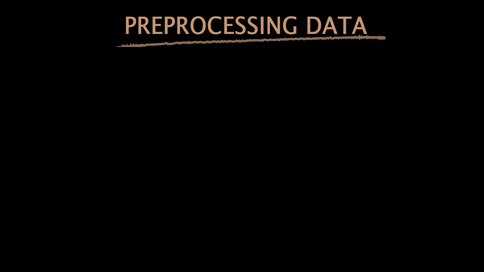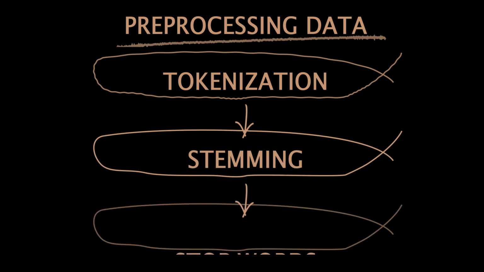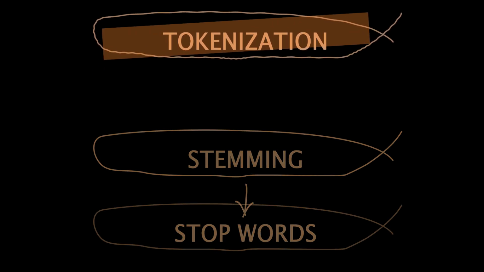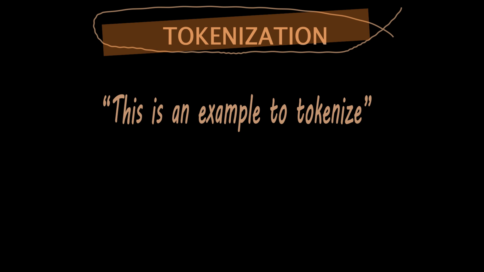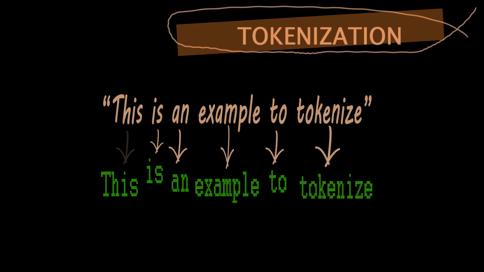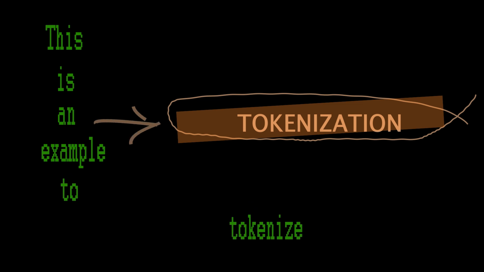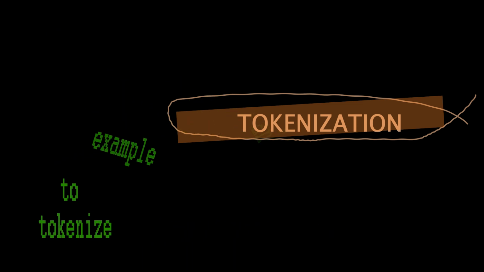Pre-processing text data consists of several stages, such as tokenization, stemming, and stop words. In this tutorial, we talk about tokenization. Let's write a simple sentence: "This is an example to tokenize," for example. When it is tokenized, it is split into words. So tokenization is all about splitting the paragraph into sentences and the sentence into words. It's all about splitting.